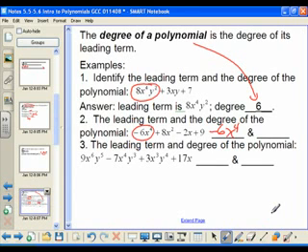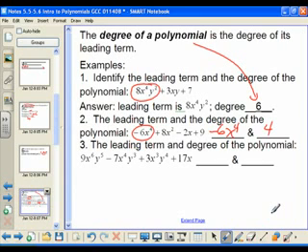And what is the degree of the polynomial? 4. 4 is our degree of the polynomial. Down here, which is that? Chris.